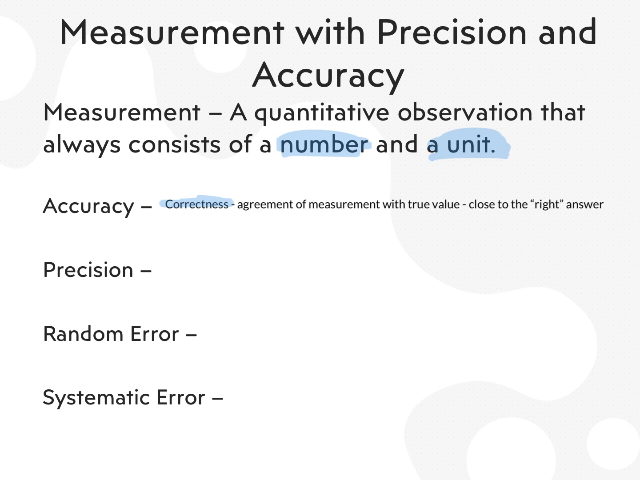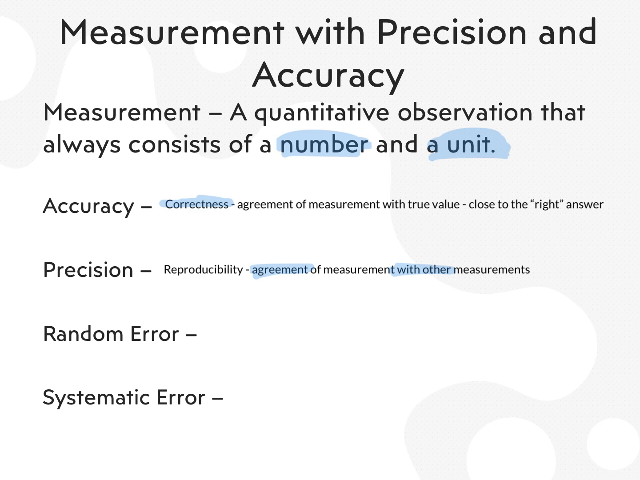As opposed to, say, precision. So precision is the reproducibility of a measurement, or the agreement of a measurement with the other measurements. That is how close you are to all of your other answers. So let's highlight that part right here. Agreement with the others.